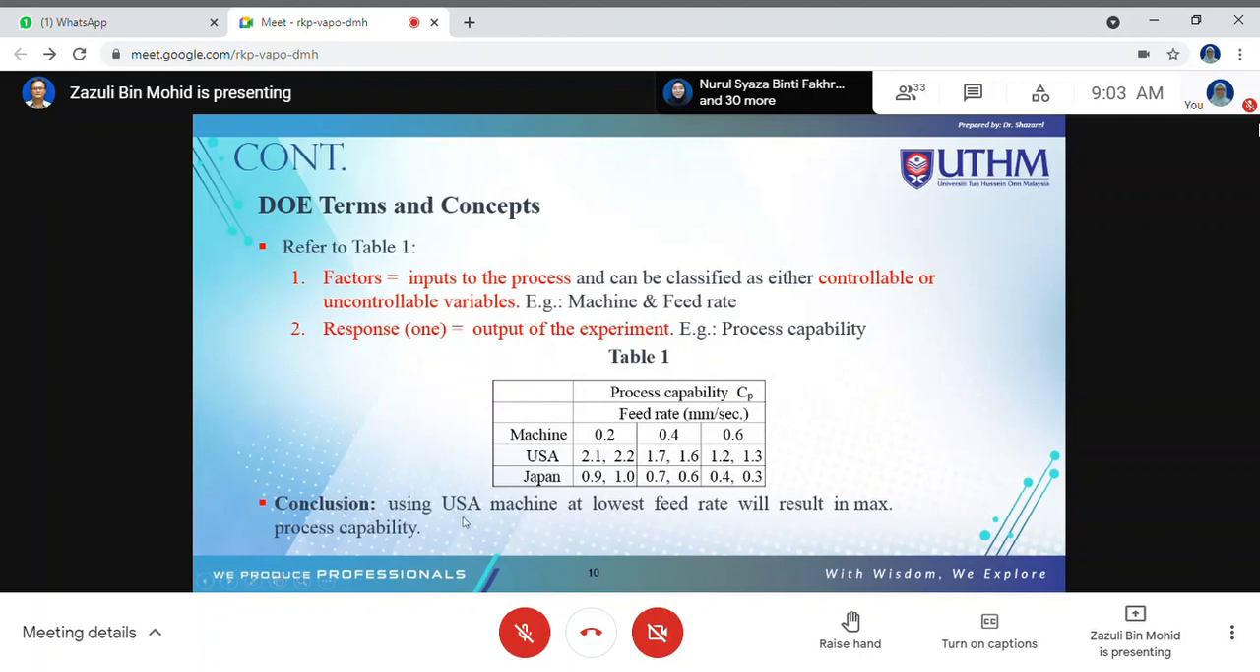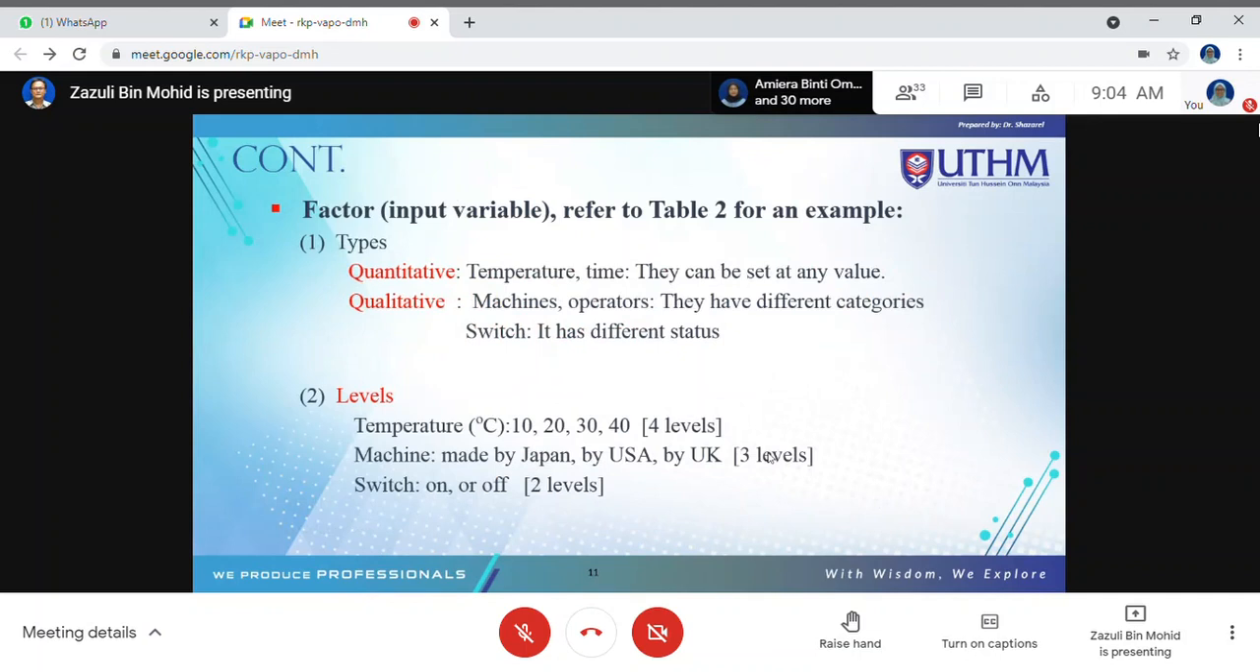So the conclusion: using the US machine at the lowest feed rate will result in maximum process capability. From this table, using the USA at the lowest feed rate, we have the higher value here. That means the maximum process capability. This is what is shown in this table. So once again, about the factor, you can call it an input variable. You can refer to table 2.